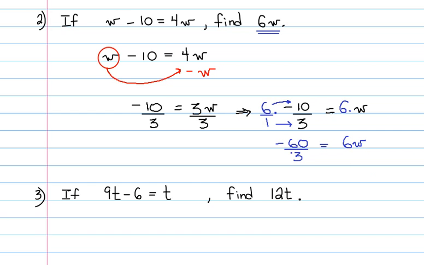Now you can go ahead and clean this up. Negative 60 divided by 3 is just negative 20. So again, 6w is equal to negative 20.